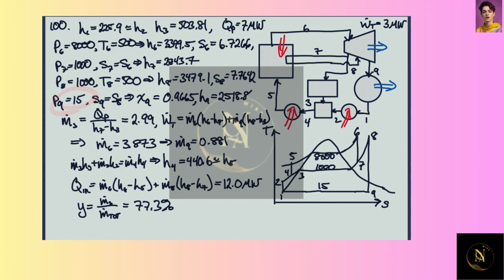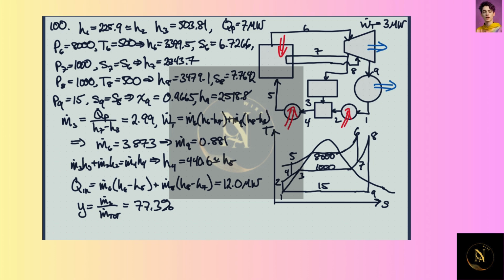The condenser pressure is 15 kilopascals, and so we know the entropy at the inlet of the condenser is the same as that at 8 here, coming into the turbine. And so then we get a quality of 96.65% and a specific enthalpy of 2,518.8 kilojoules per kilogram.